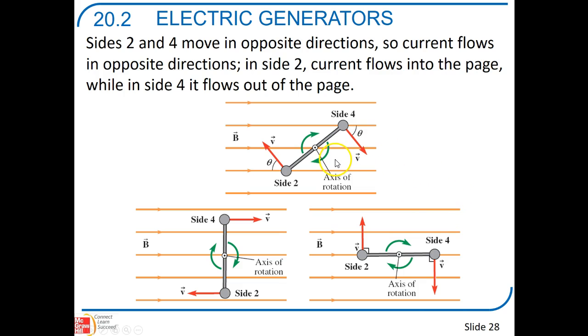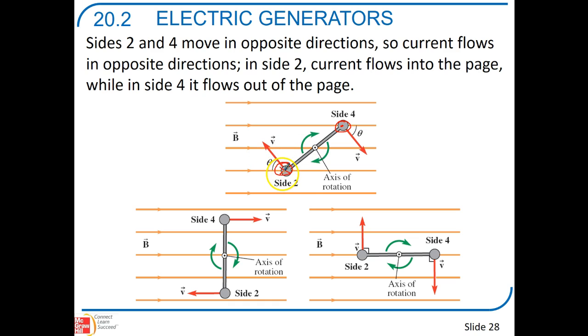So here's a good picture to show you what's happening. Sides 2 and 4, looking at it from the edge, move in opposite directions. So current does flow in opposite directions. In side 2, the current flows into the page, so we're saying that the current is flowing in this direction. And in side 4, it's moving out of the page, so it's coming towards you.